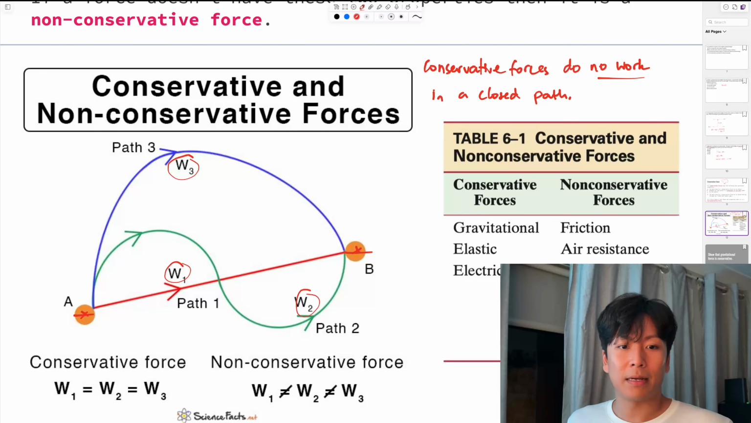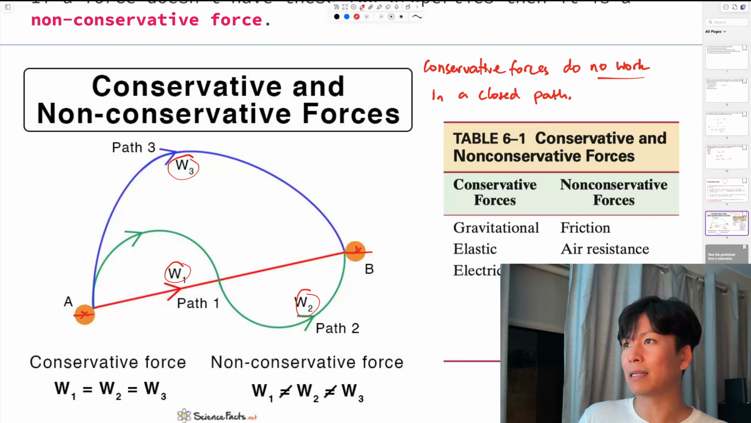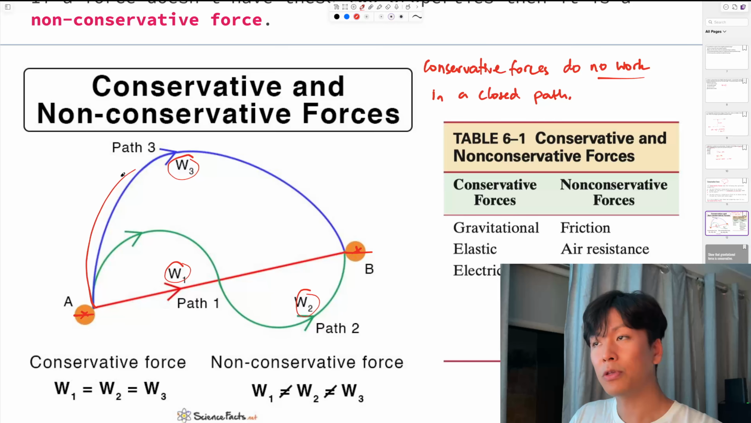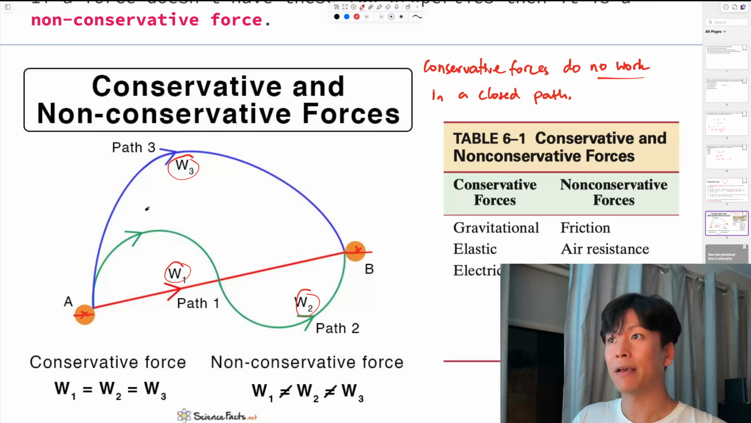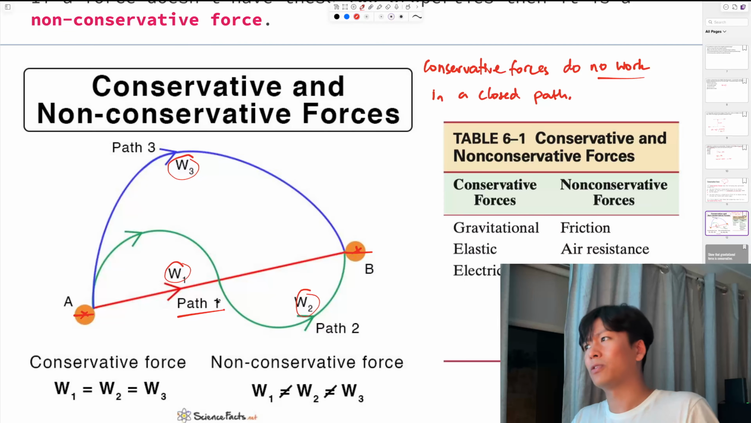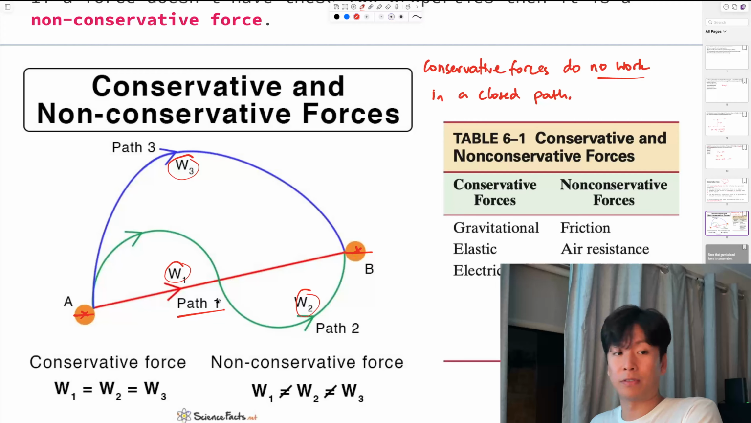So if you push the crate according to path number 3, you're taking a more curved path. Now you have to do more work against friction than if you were to push it along path number 1, along a straight path. And because of that, we say that friction is an example of a non-conservative force.